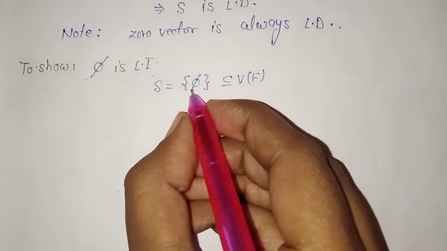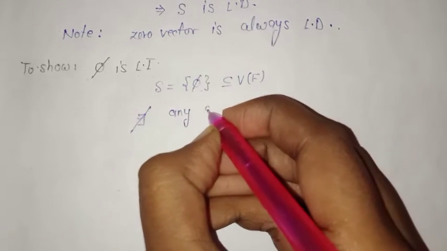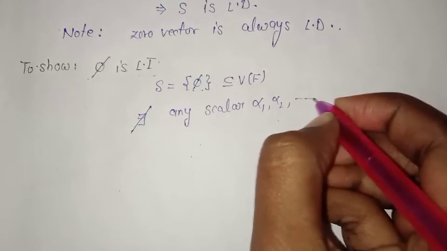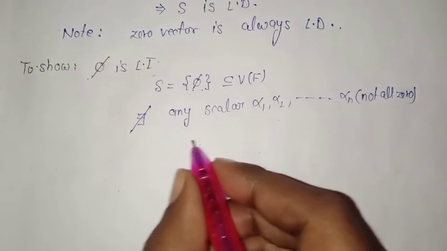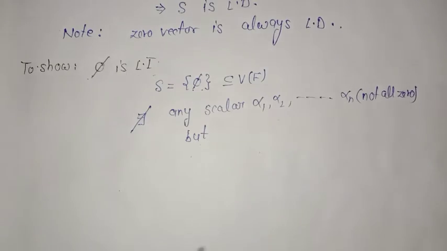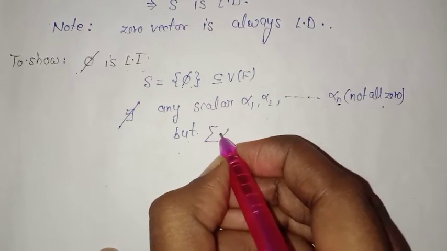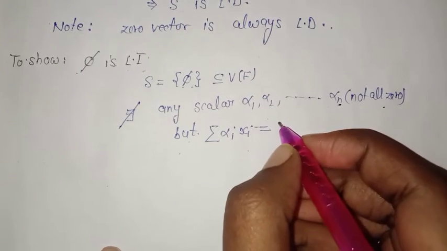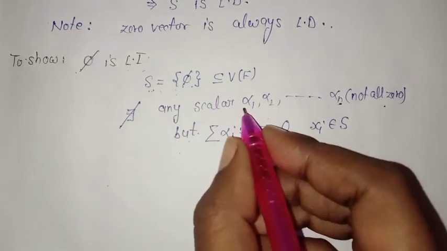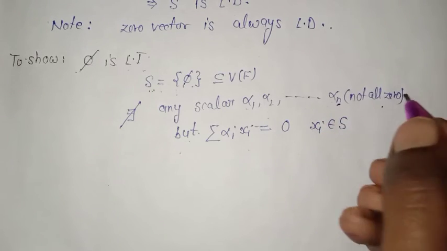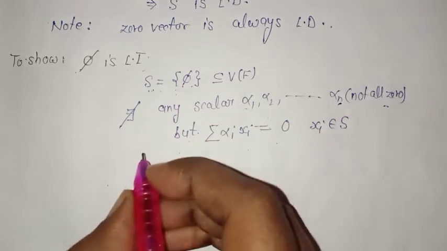So how can we prove it? Since there are no vectors in S, there does not exist any scalars alpha 1, alpha 2 and so on, alpha n, not all 0, such that, but I should say, some of the scalars are non-zero, but corresponding to those scalars the linear combination of xi together with the scalars alpha i equals 0 for all xi belonging to S, because there are no elements in S. So if there exist scalars such that some of the scalars are non-zero, the linear combination will always be 0 because there is no element in the set S. That's why the set S becomes LI.